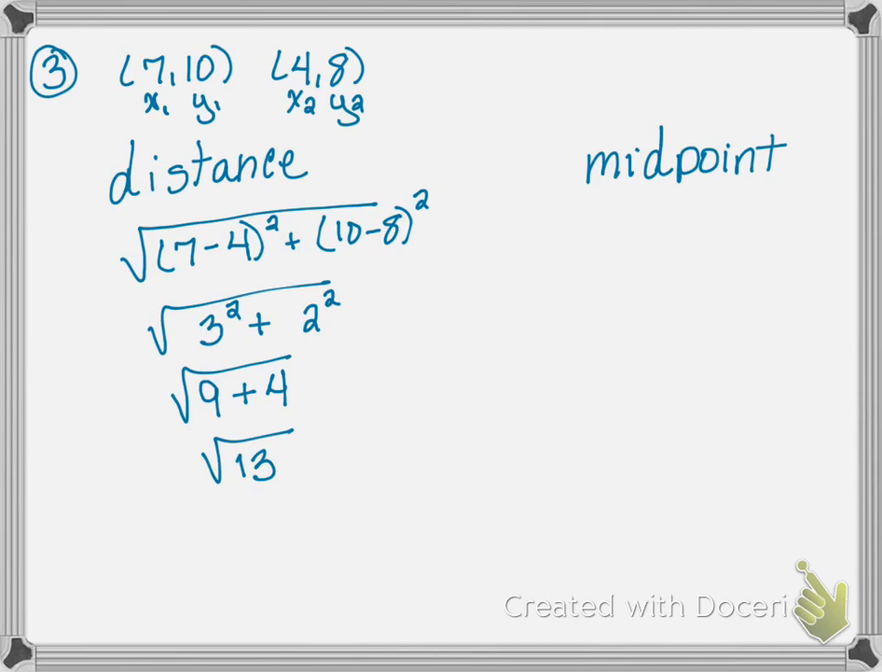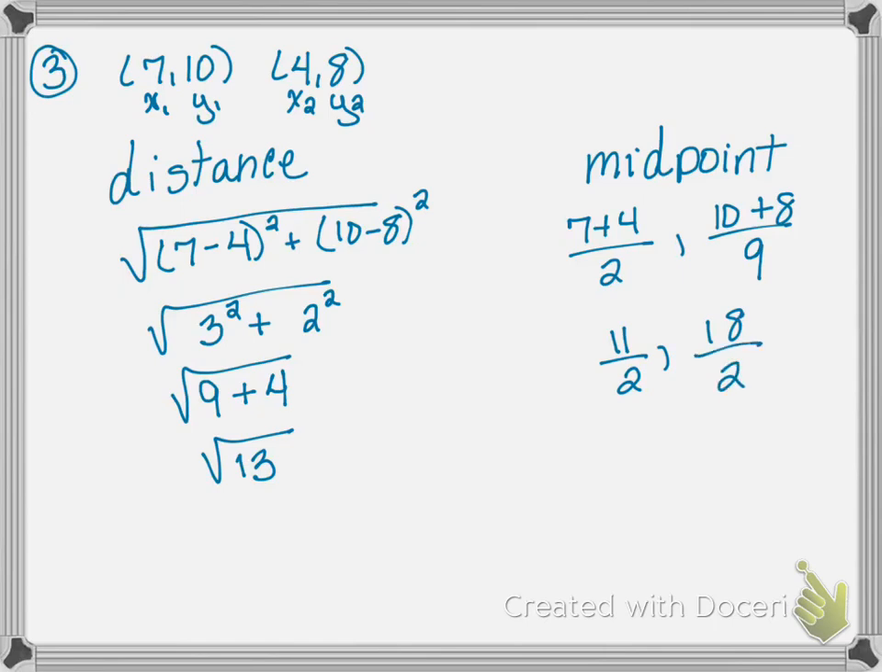Now, we're also going to find the midpoint with these two. So in order to find the midpoint, I am going to take my x values, add them together, and divide by 2. And then I'm going to take my y values, add them together, and divide by 2. So I have 7 plus 4, that is 11 over 2. Then I have 10 plus 8, which is 18, and that is over 2.